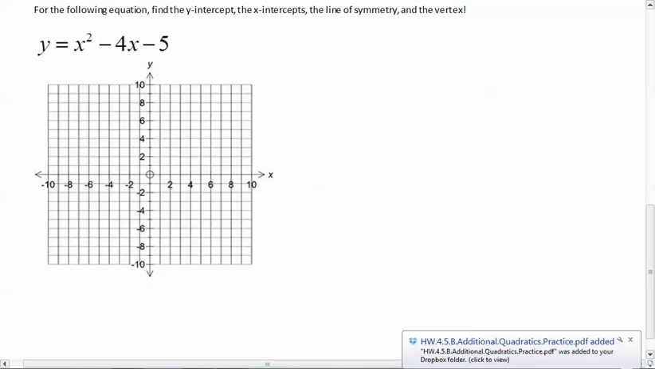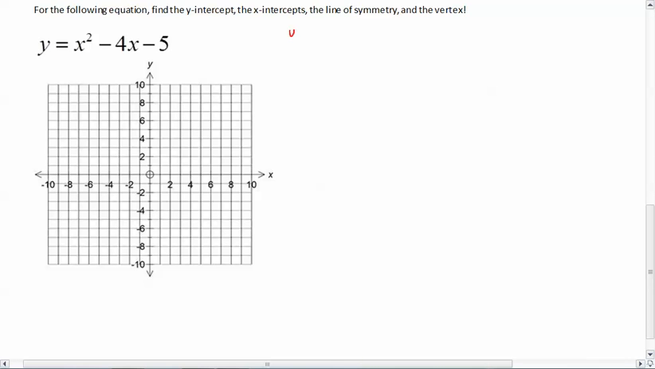Let's go ahead and find the y-intercept, the x-intercepts, the line of symmetry, and the vertex. So let us start off with the y-intercept. To get the y-intercept, I need to make x equals 0. And so I'm going to go y equals 0 squared minus 4 times 0 minus 5. And you may say, but Mr. Powerwater, it's that minus 5 right there. And you are correct. It is that minus 5. And so the y-intercept is 0, negative 5. So we'll start off by making that y-intercept right there.